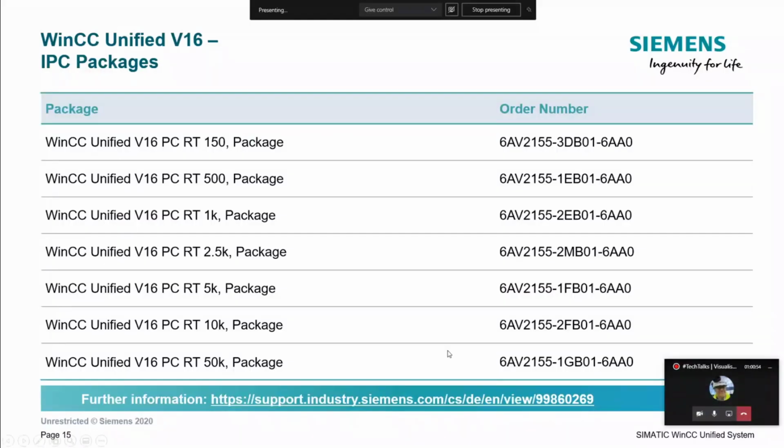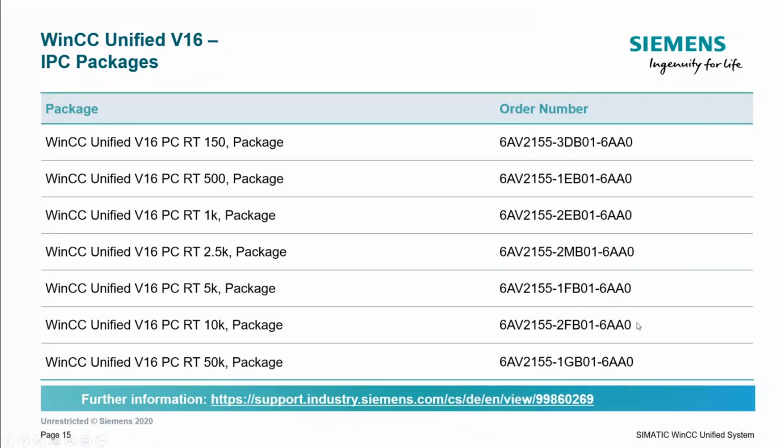So hopefully you've seen some of the benefits of the new WinCC system, and if you're looking to purchase this in the form of the runtime for the PC station, these are some of the order numbers. You can see here it's the WinCC Unified runtime. These numbers here are representative of the number of power tags. And ordered along with an IPC, we have these order numbers here. If you order this alongside an IPC, you tend to get a discount on that.